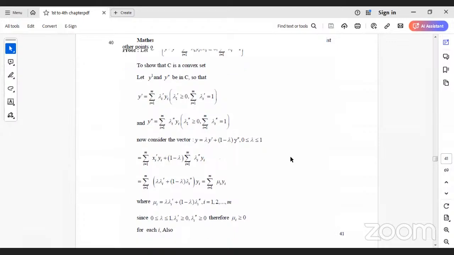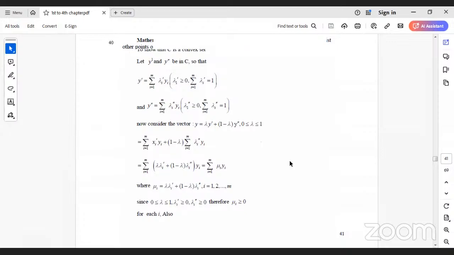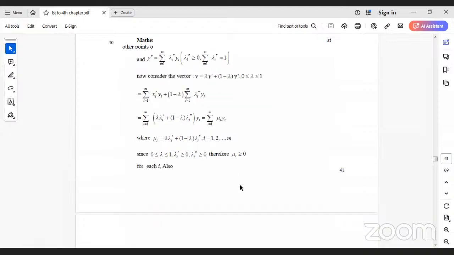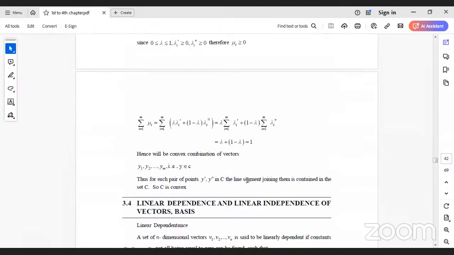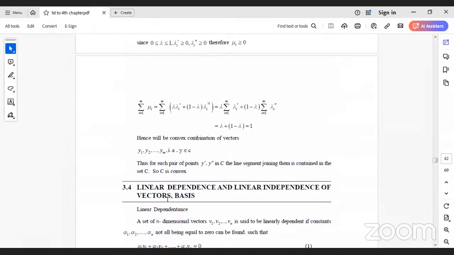Now consider the vector y equal to lambda y dash plus 1 minus lambda y double dash, where 0 is less than or equal to lambda less than or equal to 1. Therefore, it is the summation of i equal to 1 to m of lambda times lambda i dash plus 1 minus lambda times lambda i double dash, times y i. We simplify this equation to the summation of mu i y i, where mu i is lambda lambda i dash plus 1 minus lambda lambda i double dash. In the condition 0 less than lambda less than 1, mu i is greater than or equal to 0. That is the condition we are taking here.